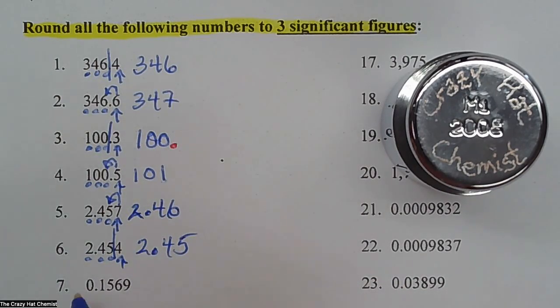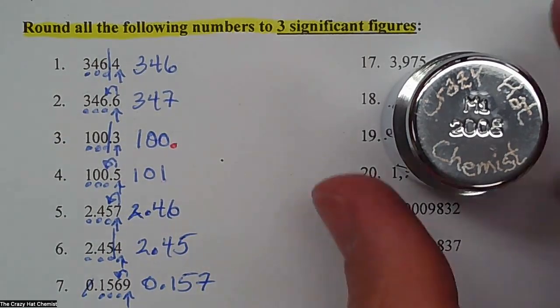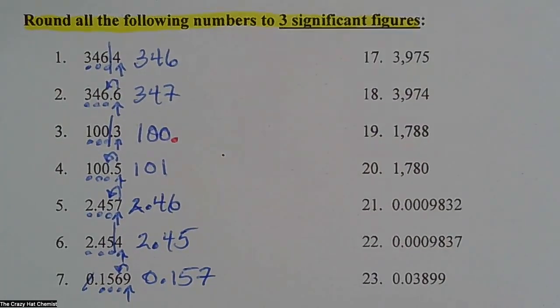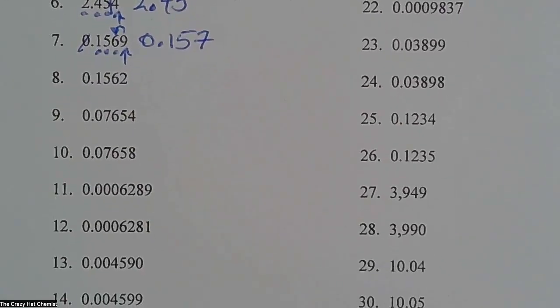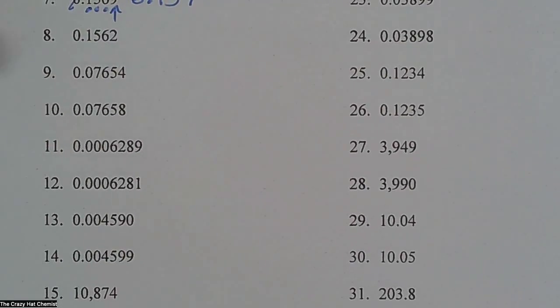All right. Leading zeros don't count. 1, 2, 3 significant figures. I'm rounding with that 9. Add 1 to the preceding digit. That's 0.157. All right, we need to scroll this up because we got more problems to do. We got 48 in total. We've only done 7, but that's really not too bad. We've flown through those first 7. So let's scroll this on up and let's see what we can get going here.